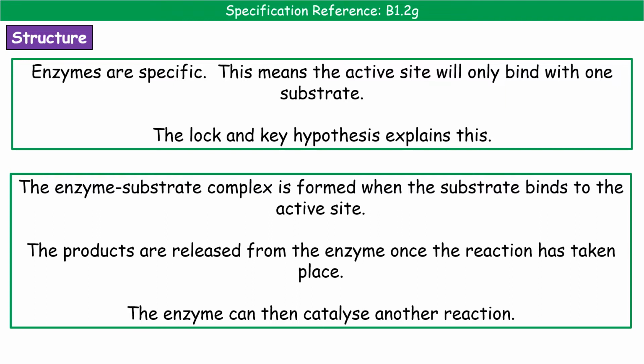When the substrate joins to the active site of the enzyme, we make this thing called the enzyme substrate complex. Now, at that point, that's where it's catalyzing the reaction. It could be joining things together, it could be breaking them down, but whatever is happening happens, and then the products are released from the enzyme. That means our enzyme is free to then repeat that same process with new substrates. Because it's a catalyst, it is unchanged at the end of the reaction.